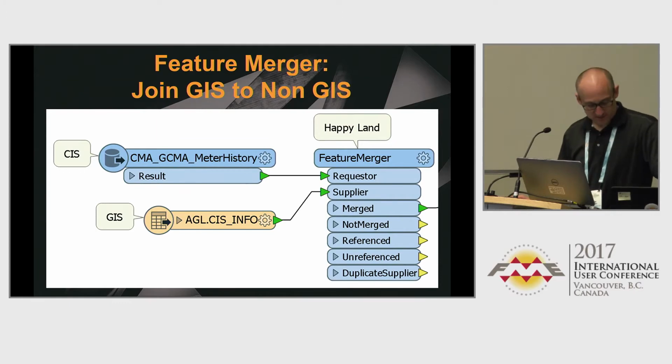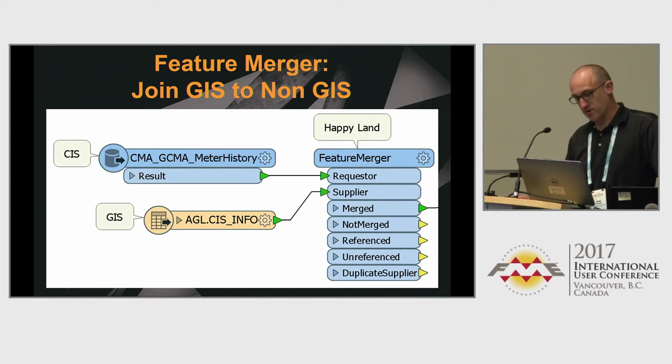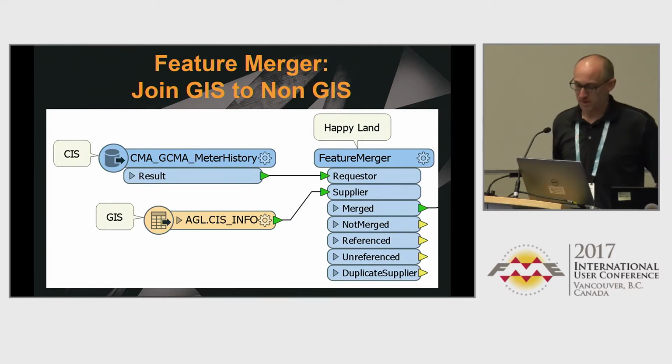So this is my final slide here. Just an example. I wanted to show that this is the way that we use SQL Creator to connect with GIS and use feature merger to join it all together, and I call that Happy Land. So, just wanted to say that FME has been a great resource for us. And so with that, I'll open it up to questions if anybody has any.